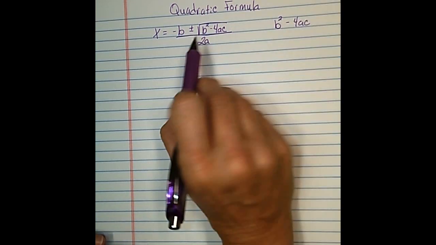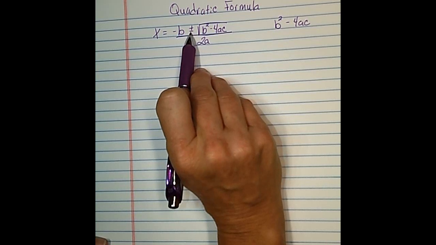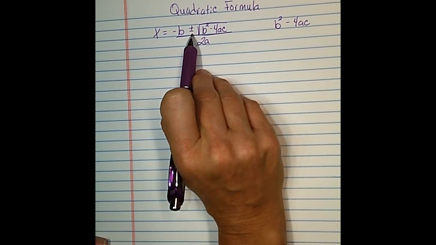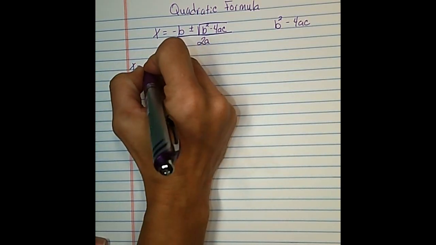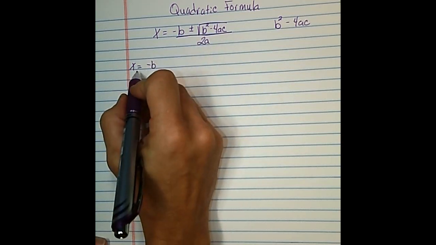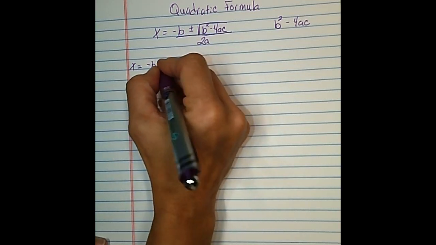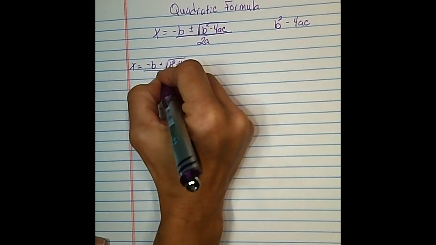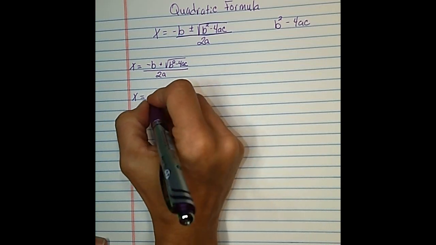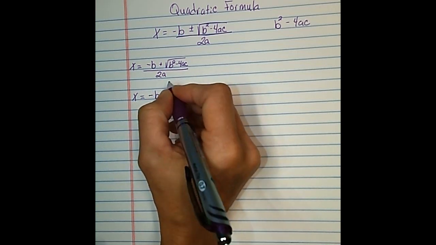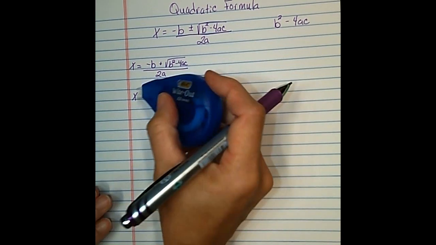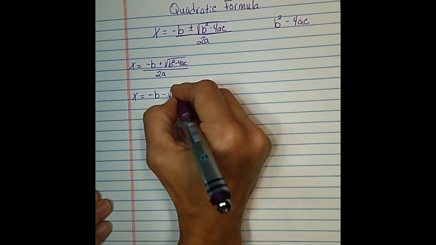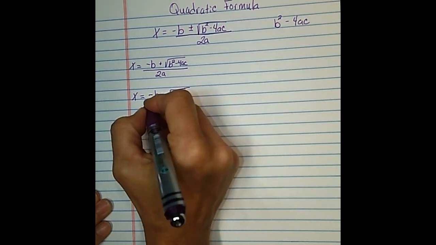How do I know that? Because in front of that square root I have a plus and minus. So that means whatever gets squared here, there's going to be a plus and minus of it. So I'm going to have two equations. I'm going to have x equals negative b plus the square root of the discriminant, all of this divided by 2a. And then I'm also going to have x equals negative b minus the square root of b squared minus 4ac, all divided by 2a.